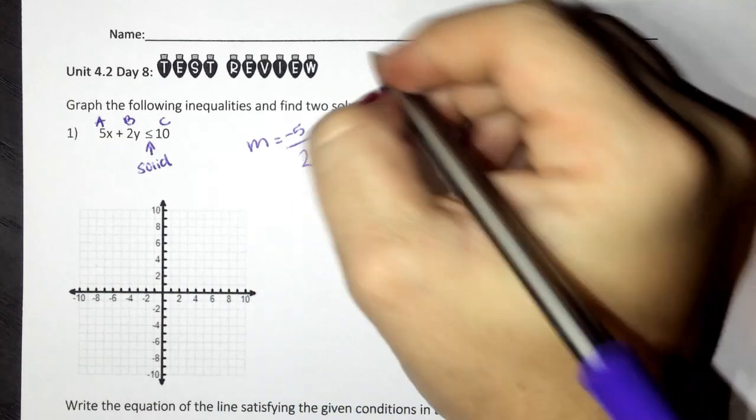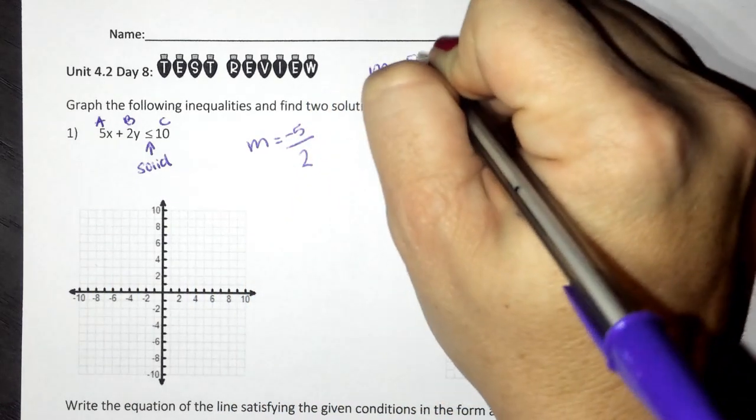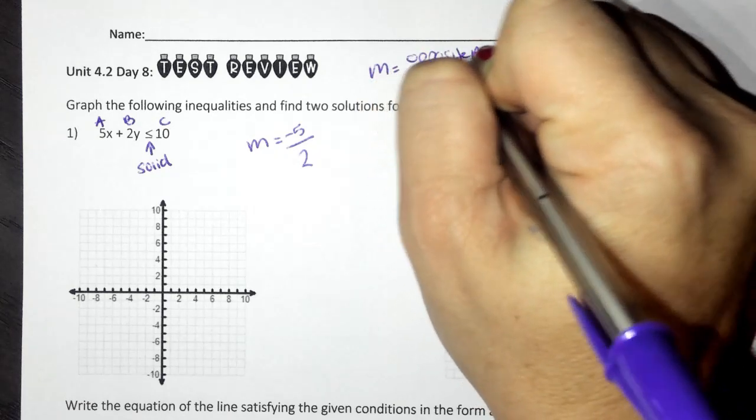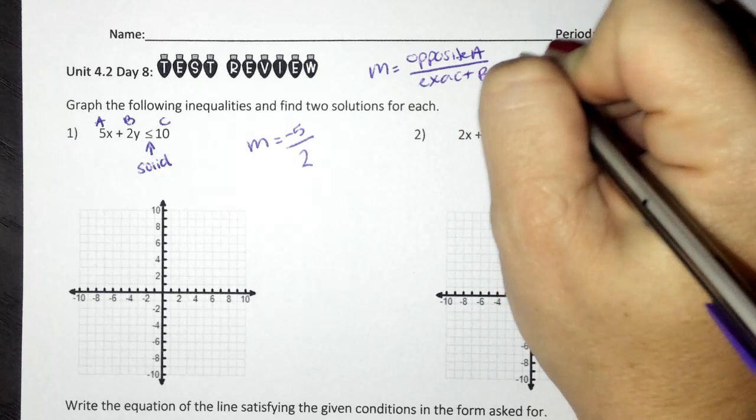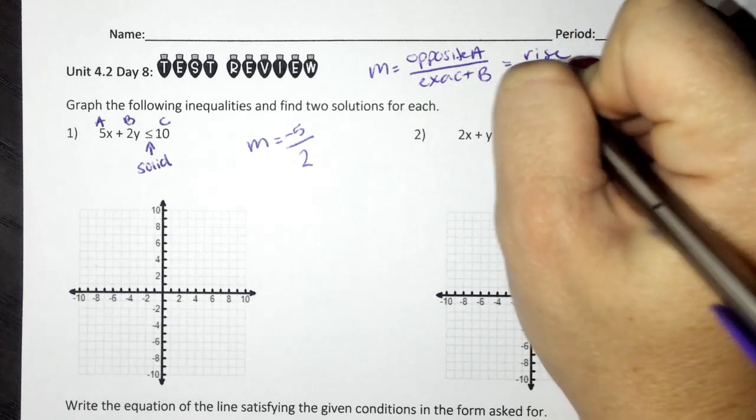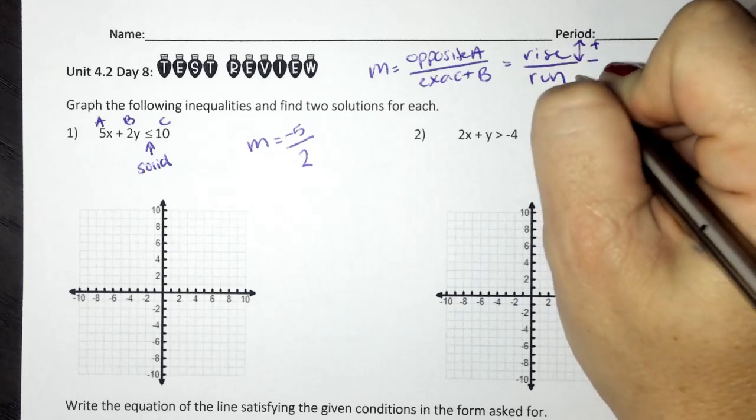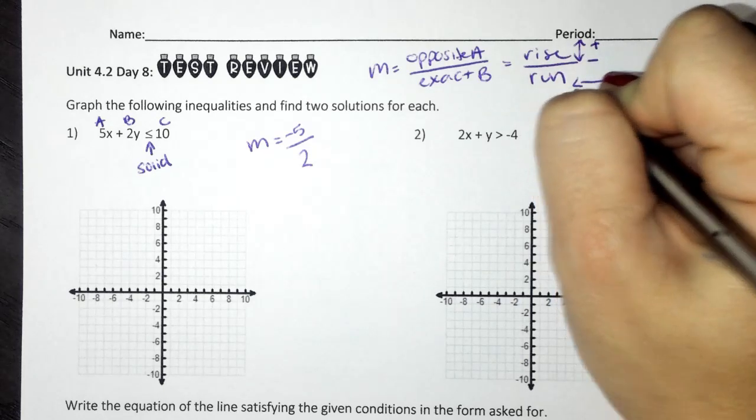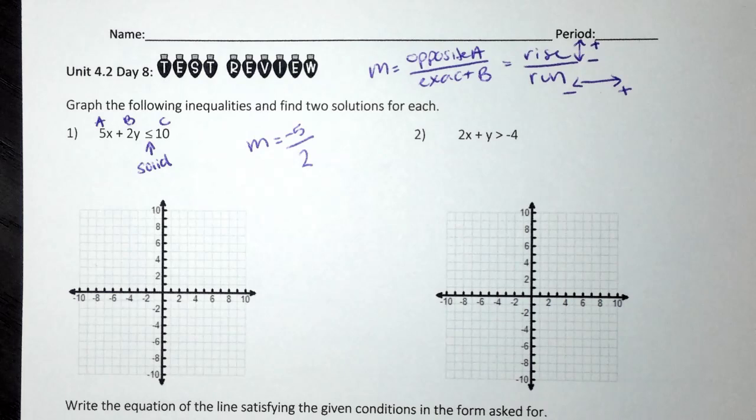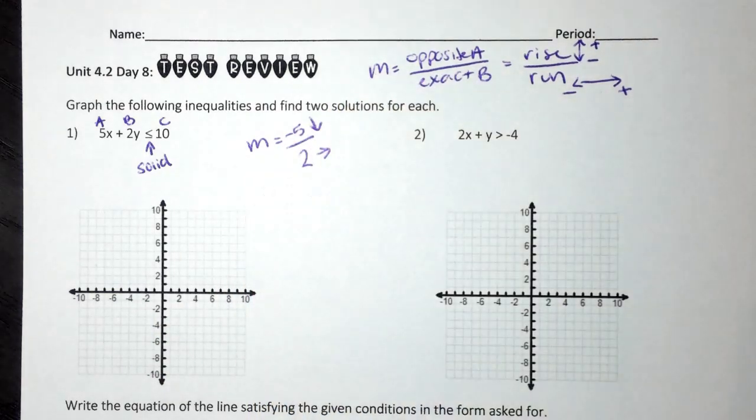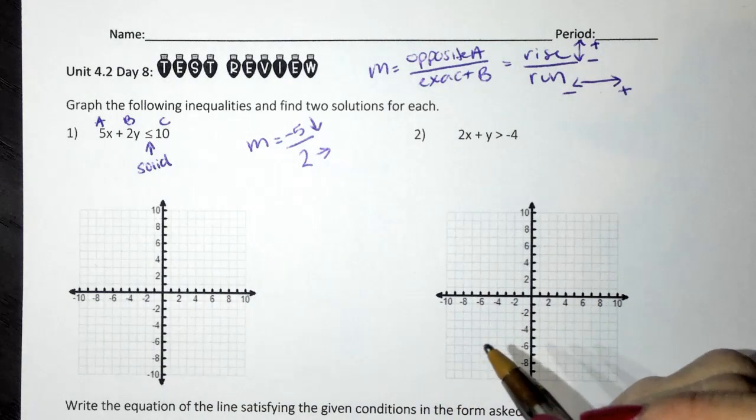So just a reminder, slope is the opposite of A over B, which is also our rise over run. Rise up is positive, down is negative. Right is positive, left is negative for my slope. Okay, so I know that I'm going to go down 5, right 2. But I have to know a point first, so I need to find an intercept.